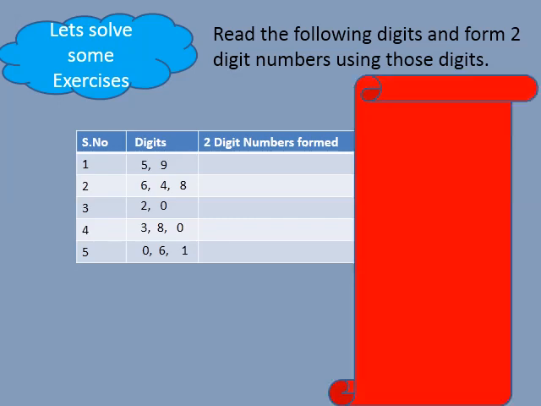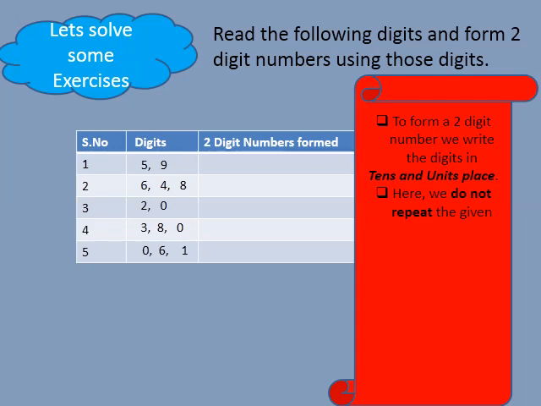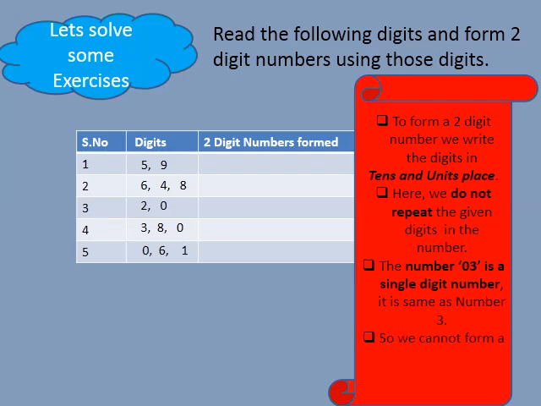Let's revise. If we have to form a two-digit number, we have to write the digits in the tens and units place. Then we cannot repeat the digits to form a number. And the last rule, we cannot put 0 in the tens place, because if we put 0 in the tens place and any other digit in the units place, it is the same as a single digit number.